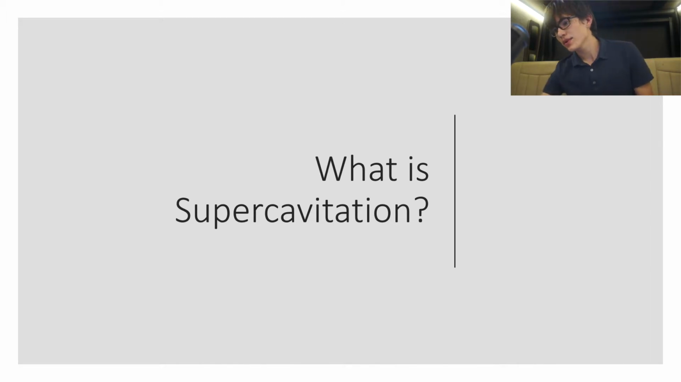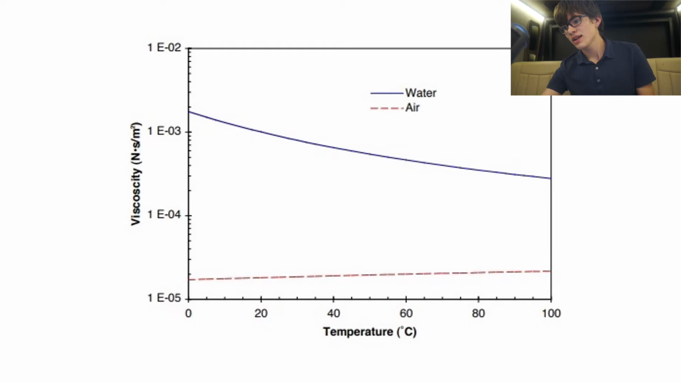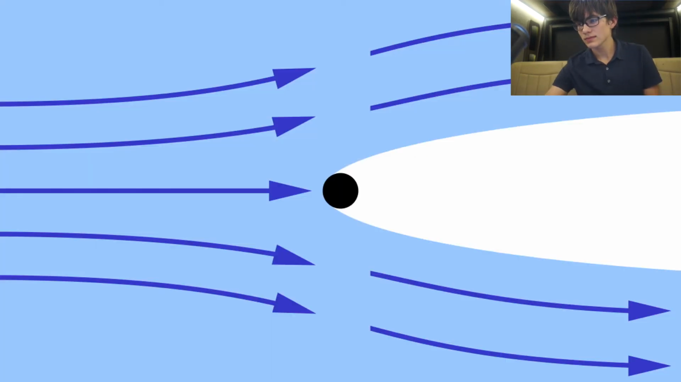And producing a fully formed air cavity is called supercavitation. And as shown in this graph right here, the drag of water versus air, water is exponentially higher, especially as the speed increases. And here's a diagram of supercavitation.